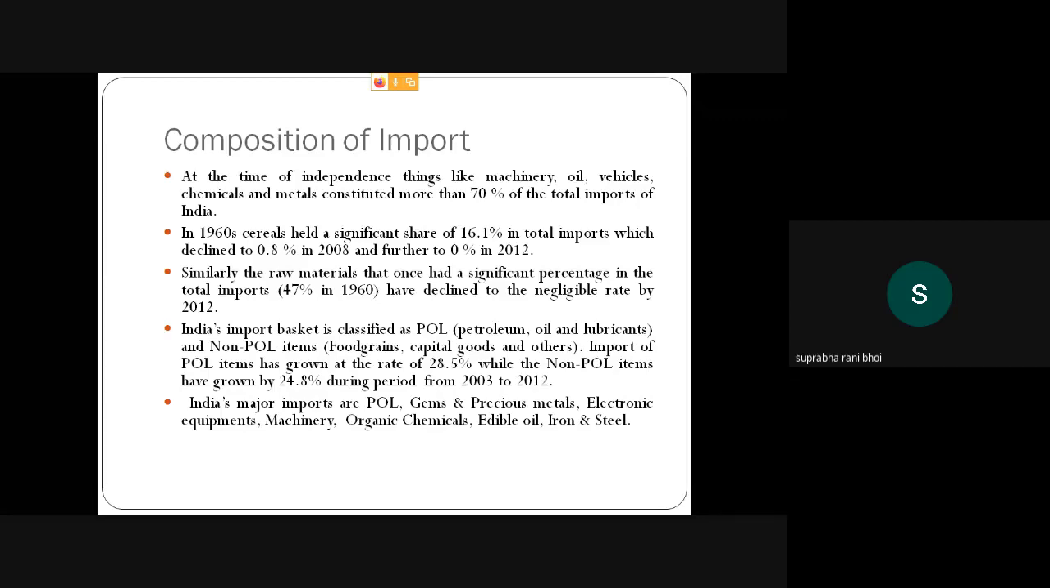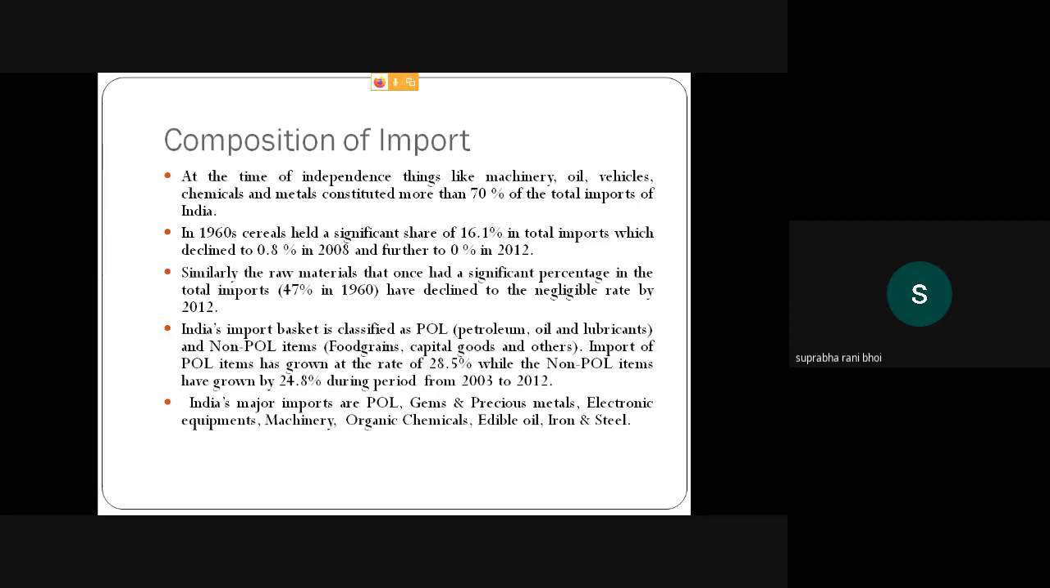The next important item that we are importing is raw materials. It was a significant percentage of import, that is 47%, but now it has reduced. For simplicity, we have divided the import basket of India into two categories. One category is POL, that is petroleum, oil, and lubricants. And the second category is non-POL. Non-POL items include food grain, capital goods, and others. Clear? One category is POL items. Another category is non-POL items.